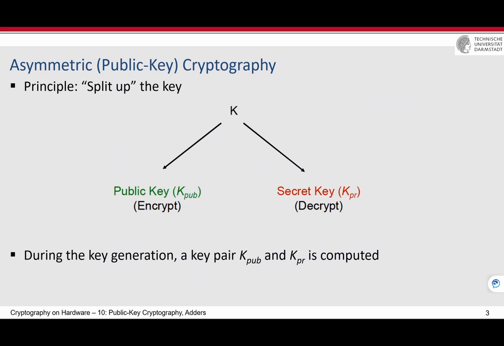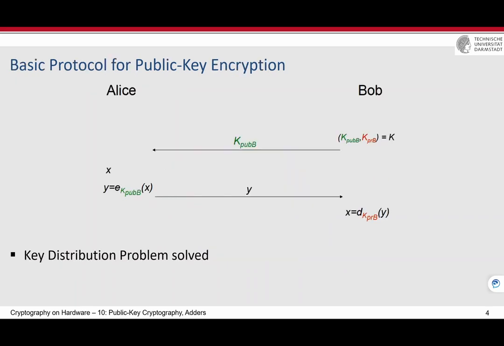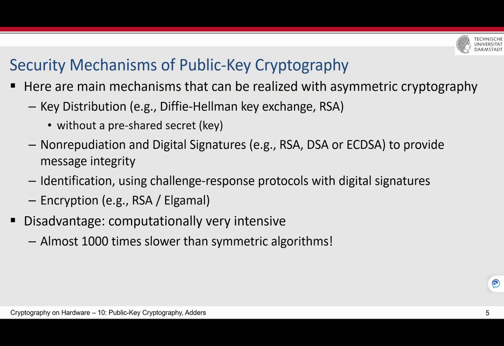Now, in public key cryptography, you have two keys, a public key and a private key. How it works: the public key is sent by one party to another, or made public. Through the encryption, we use the public key, and through the decryption, we use the private key. Then the problem of key distribution is solved.